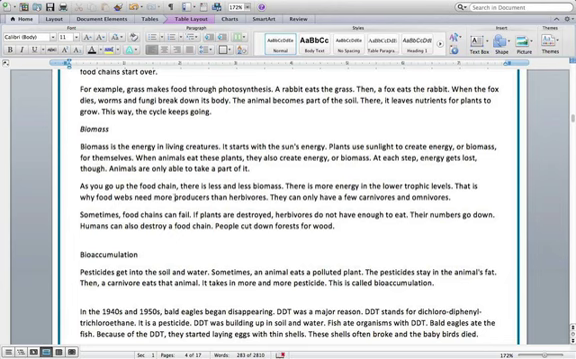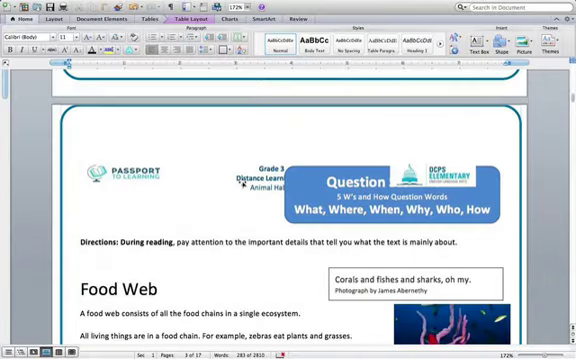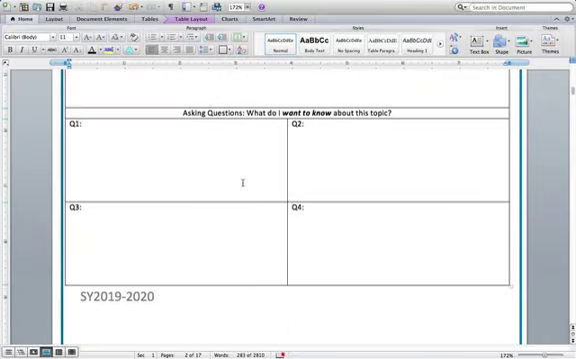What questions do you have now about biomass? I would like for us to go back to the second page of our packet and begin writing a question here that we have about what we just read. And again, if I'm not giving you enough time, please feel free to pause the video and then continue when you're done.